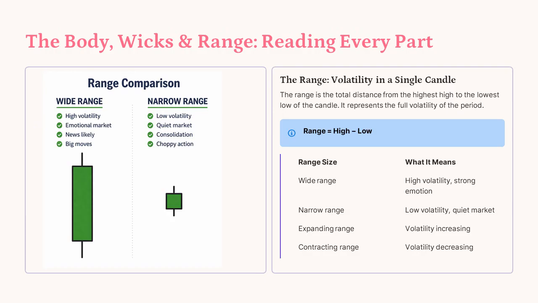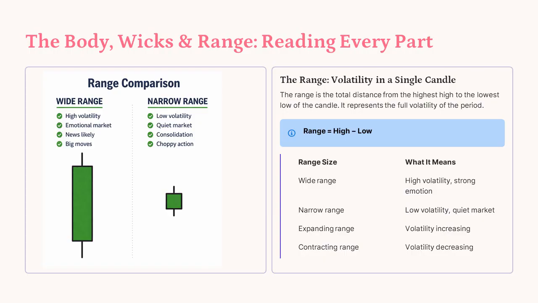Now, let's talk about the range, the total distance from the highest high to the lowest low of the candle. The range represents the full volatility of the period. A wide range, a large distance from high to low, tells you there was high volatility and strong emotion. Buyers and sellers were fighting aggressively. This is common during news events or at the start of new trends.